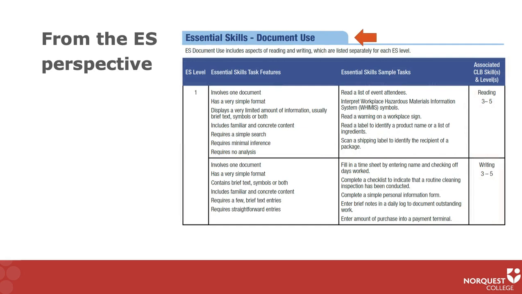Here is an example of the essential skill of document use. Since document use includes elements of both reading and writing, the relationship to both language skills is shown in the comparative framework.